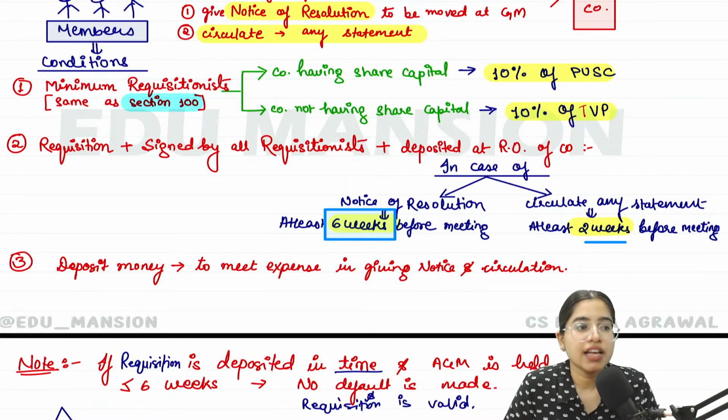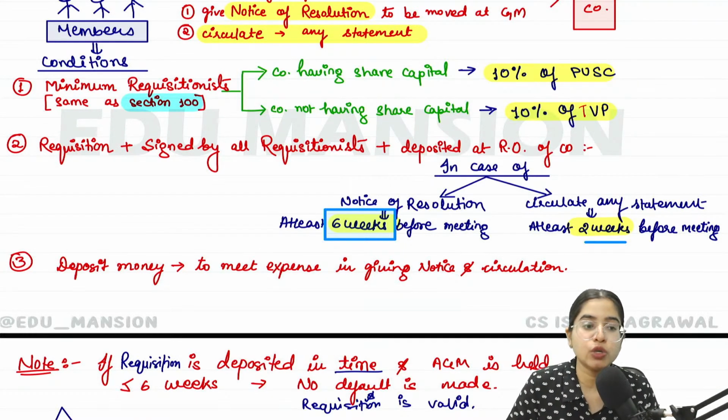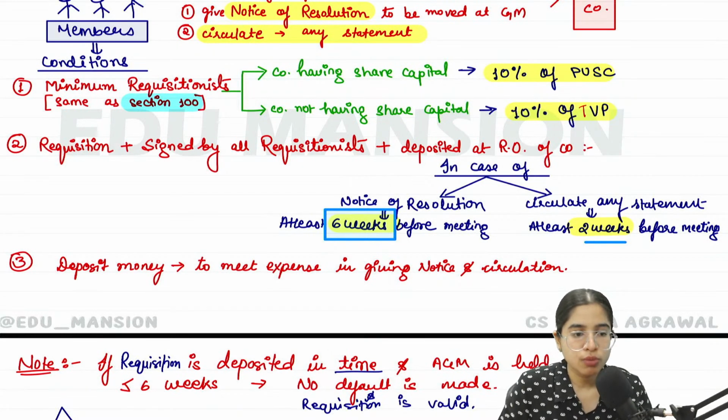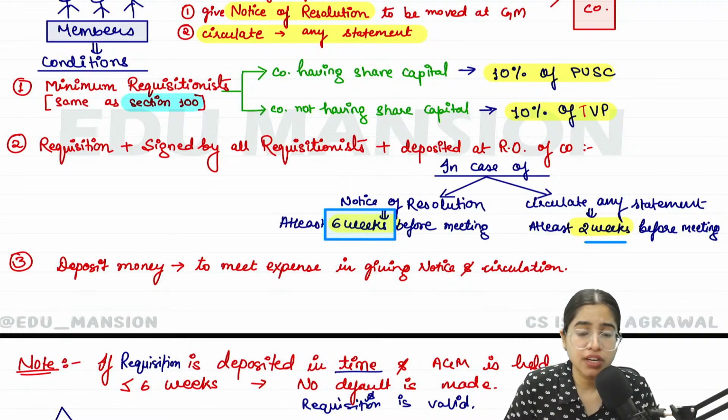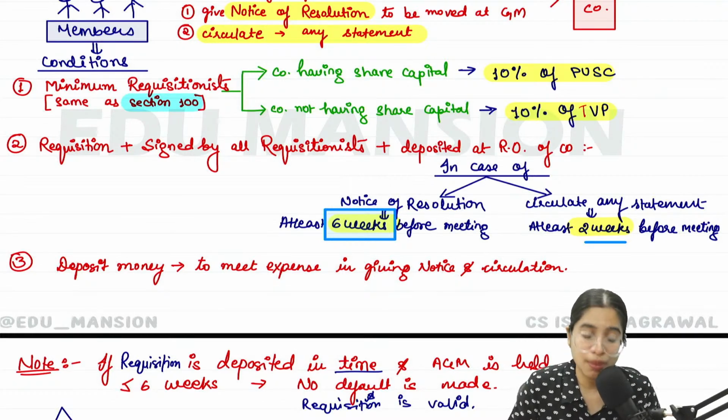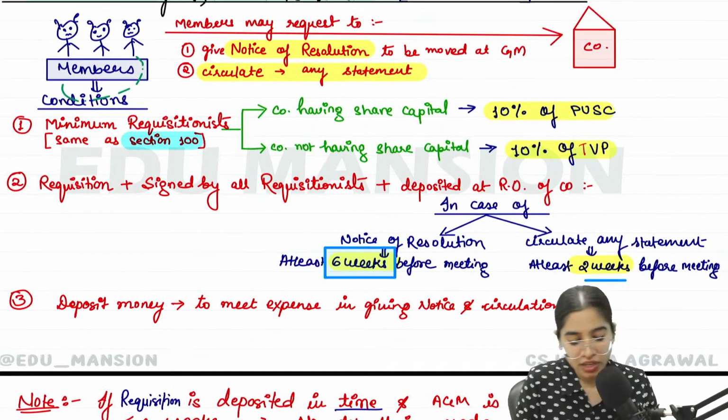And since they are asking for any resolution or statement to be circulated to all the members, the company will incur expenses. Yes, the company has to incur expenses. Will the company bear it? No. The company will ask for reimbursement of its expenses from the members. The people who are requesting will have to pay the expenses.